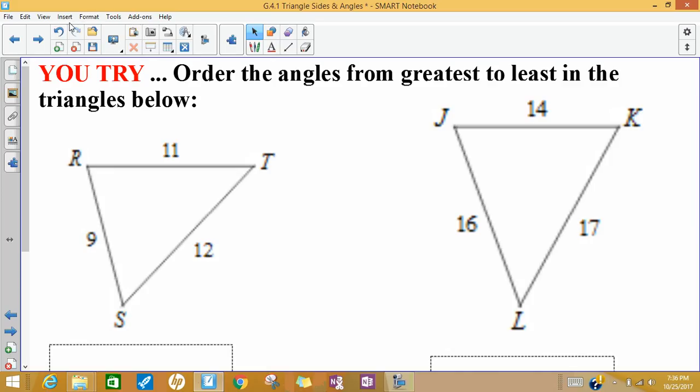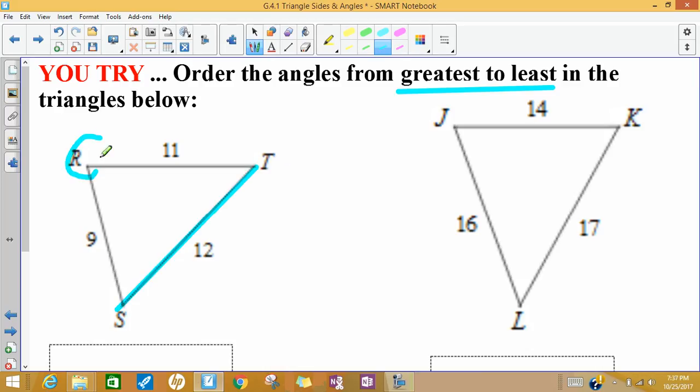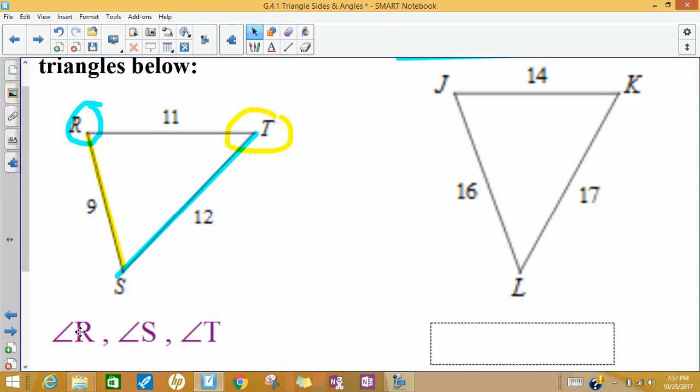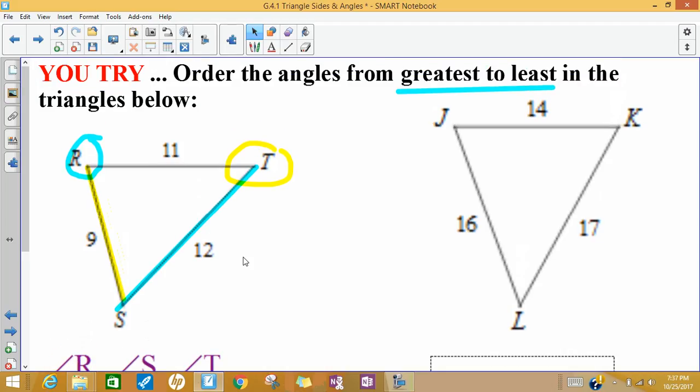So go ahead and pause here and give these two a shot. So again, I'm going from greatest to least. So I'll find my biggest side over here, ST. Means R is my biggest angle. Smallest side is SR, which means T is my smallest angle. And so that's how I'll list them, R, S, T, from greatest to least.